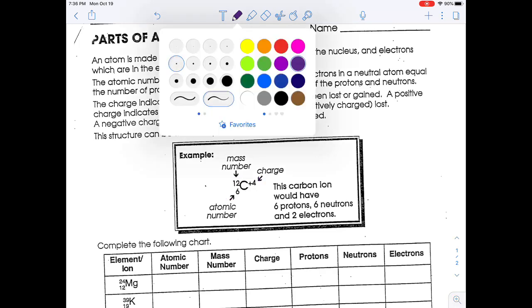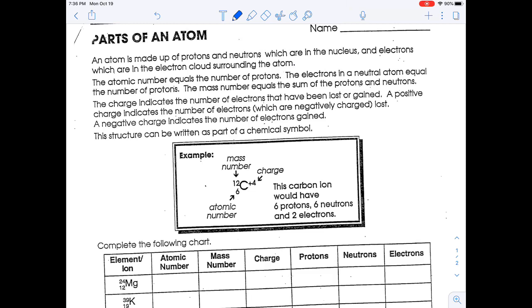Let's get to the first thing here, the atomic number. The atomic number is this little number here. For carbon, that atomic number is 6. You would know that from the periodic table. So the atomic number corresponds with a specific element. We've gone over that before.